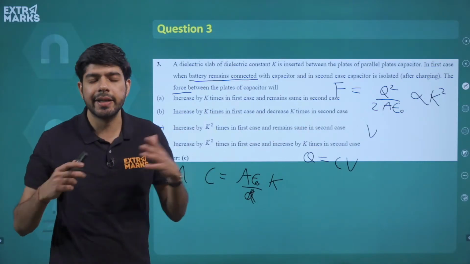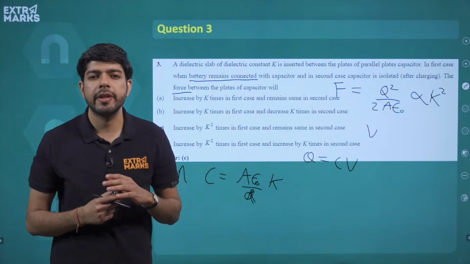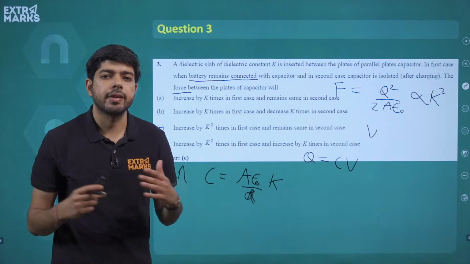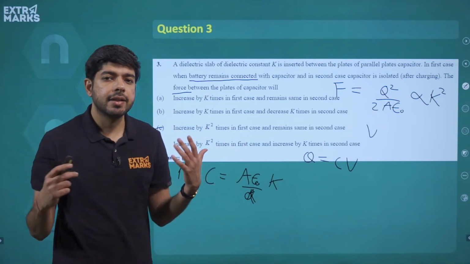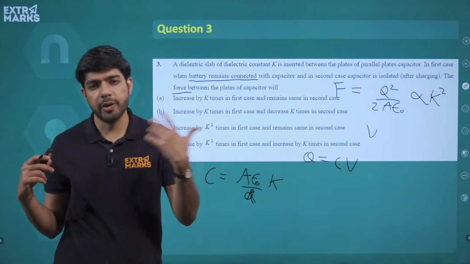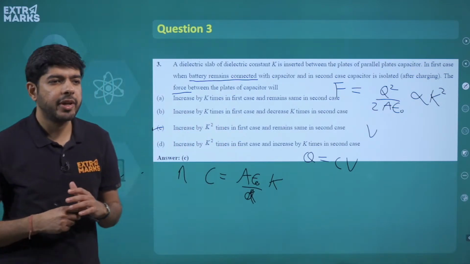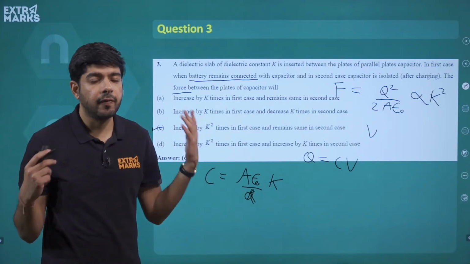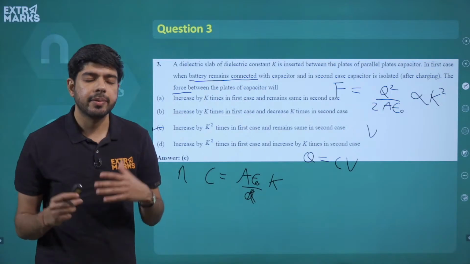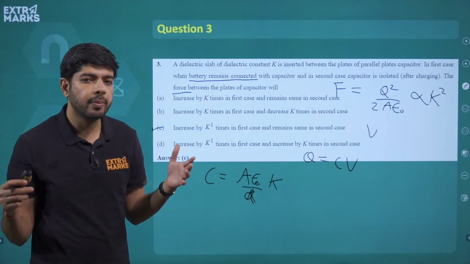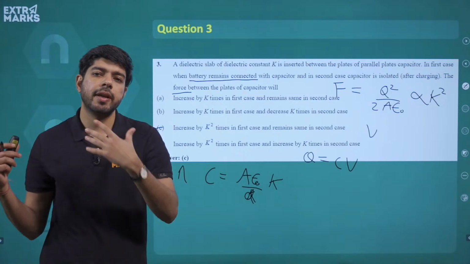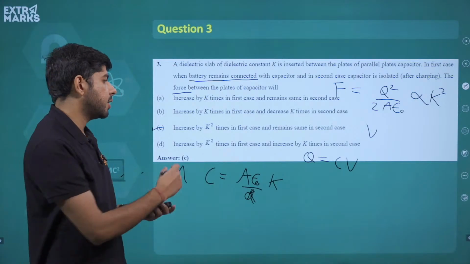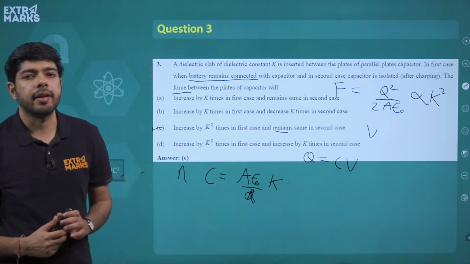So guys, in the second case it is isolated, so obviously the charge is going to remain same because charge cannot be created or destroyed, right? The charge is conserved. What is going to change? The potential. But we don't care about the potential. For us, the charge is going to be same, and that is why the electric field and the force between the plates of the parallel plate capacitor is going to be same. So remember this: in the isolated case, the charge remains same, and in the battery connected case, the potential remains same. So what is going to be the answer? It remains same in the second case.